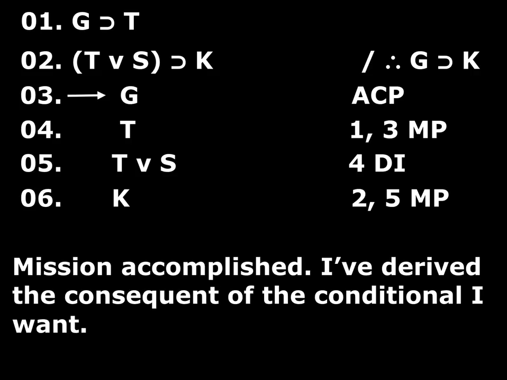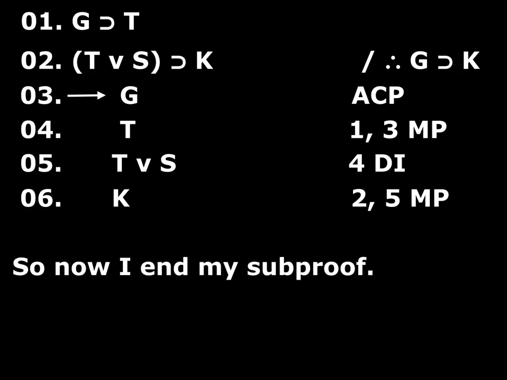Great. Mission accomplished, right? Once I started my subproof, my goal was to derive K. Assume G and derive K. And I've derived K. Okay, so now what I want to do is end the subproof. This is the part where, yeah, you saw your friend die, so you know that happens, and now you're going to go back and just make that whole thing pretend. You didn't really give them a liquid, they didn't really die. This is ending the subproof.